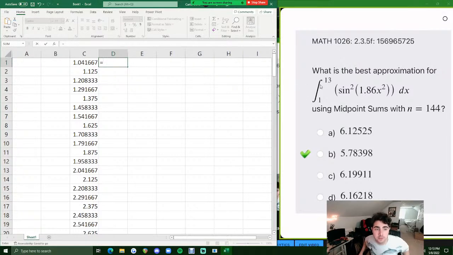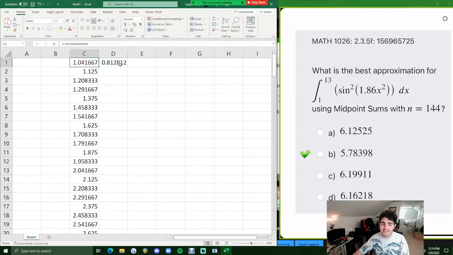Now we want to input the function for this. So we are going to type in this sine function. In order to type in sine squared of something, I often recommend typing in sine of the inside argument and then taking that whole thing and squaring it. 1.86 times x squared. Wherever we see x, we're going to click on this x value over here and then square that and then close it off and then close off the sine parentheses and then raise it to the second. This gives us the y value corresponding to this x value.